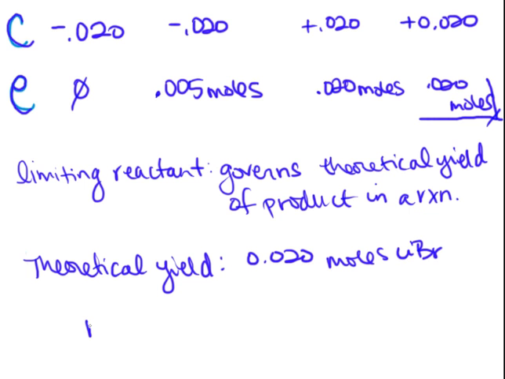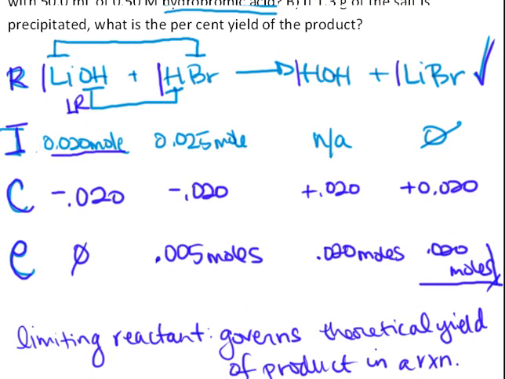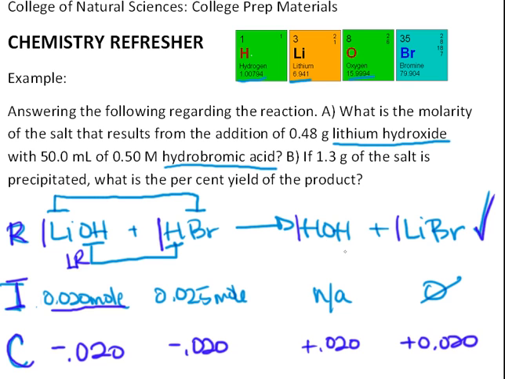If we wanted to find the molarity of this, we would just put our moles over liters, the volume of our reaction, which is 50 milliliters or 0.05 liters. And this comes out to be 0.40 molar lithium bromide. Okay, and so that is the answer to part A. In part 4, we will answer part B of this problem, and we will also learn about percent yield.